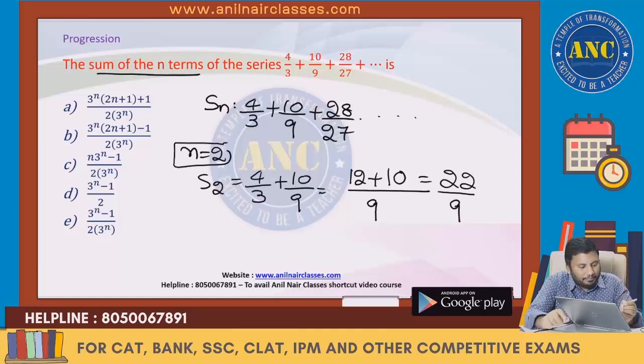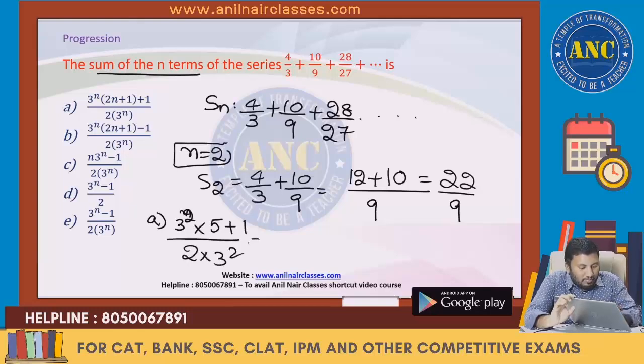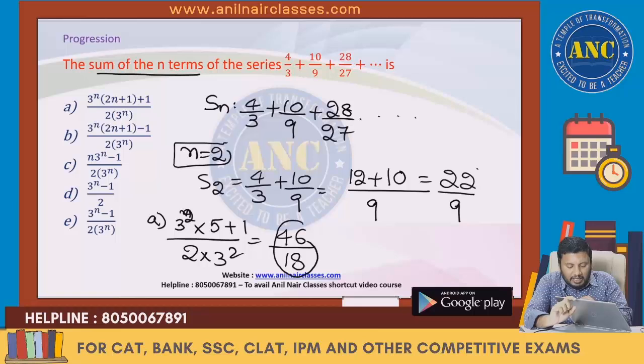Let us put the first option, n equivalent to 2. 3 square into 2 into 2, 4, 4 plus 1, 5, plus 1, divided by 2 into 3 square. 9 5s are 45, 45 plus 1, 46, divided by 9 2s are 18, 46 by 18. I need 22, so this should be wrong.